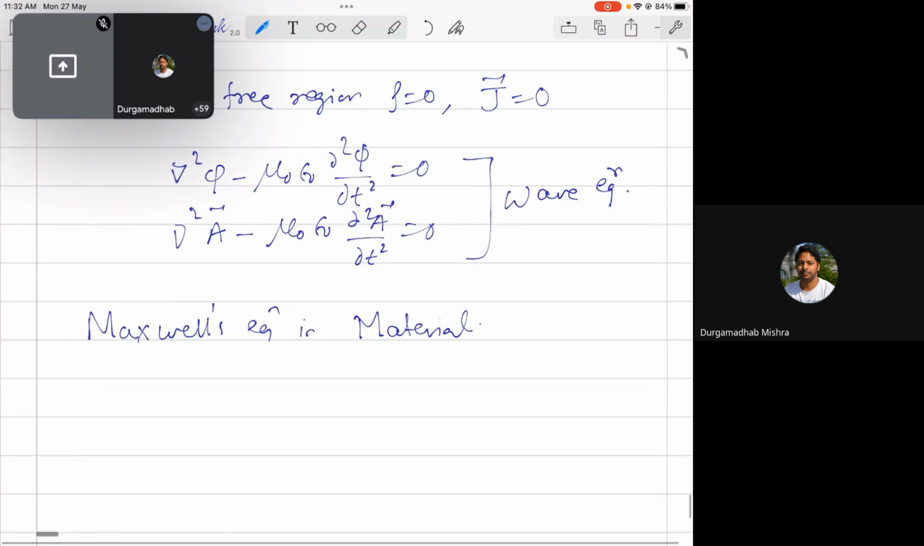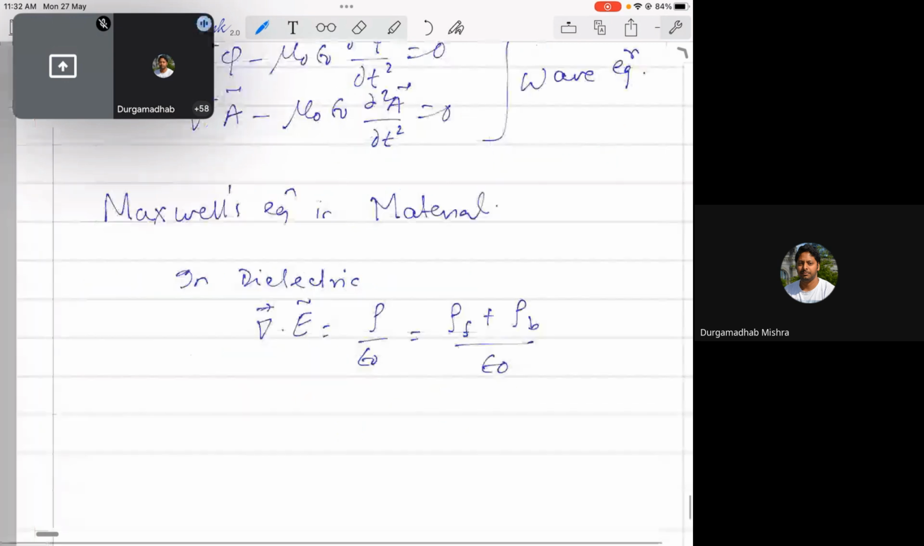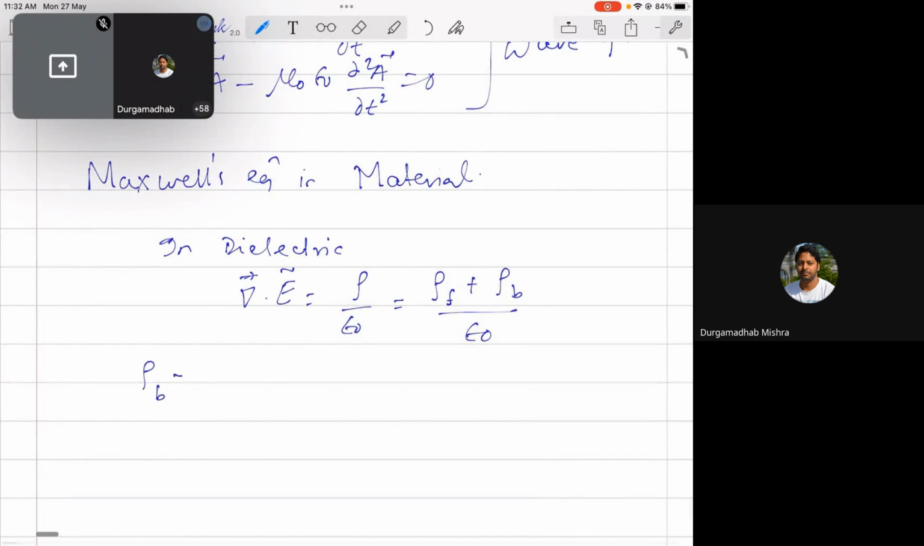So if we talk about dielectrics, in a dielectric material we know our del dot E will change to rho free plus rho bound. What is rho bound? Rho bound is your bound charges that originate due to the electric dipole moment.